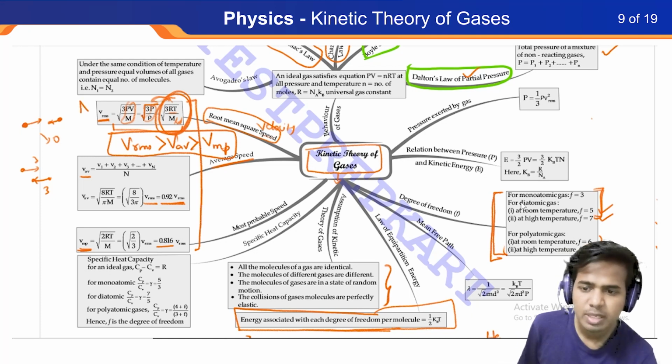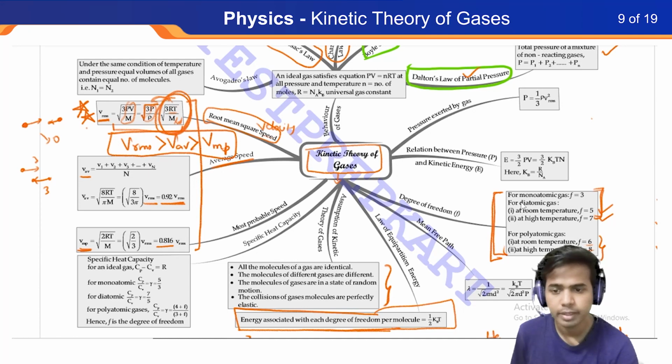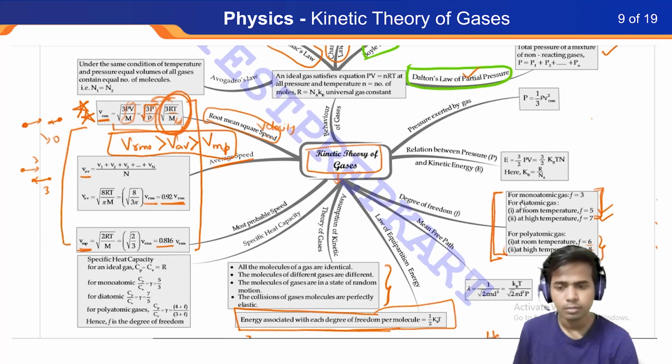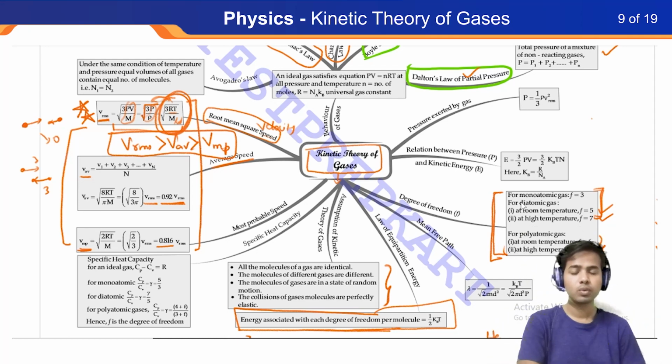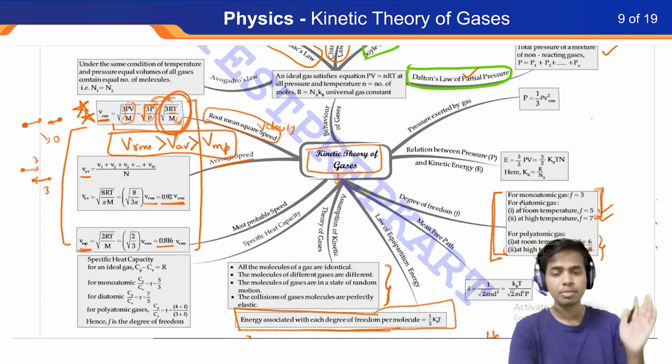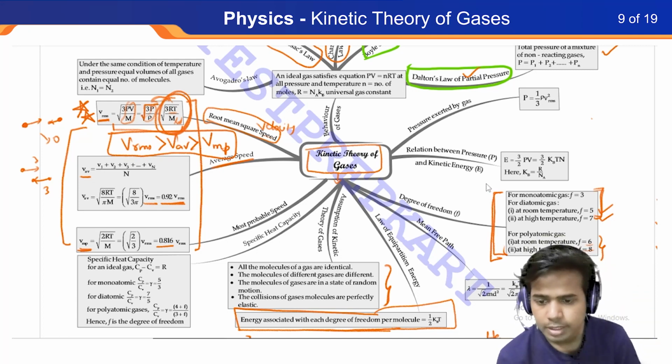Among all of these, VRMS is the most important, but all of them are important. Direct questions come. Simply, if you remember the equation, you are going to solve it. If you don't remember whether it was 8 by pi or 8 by something else, you can forget the question in that case.